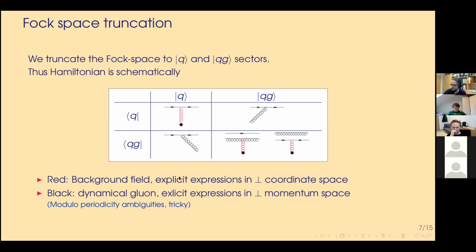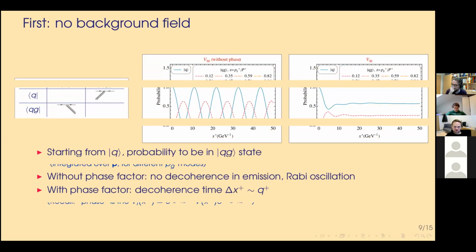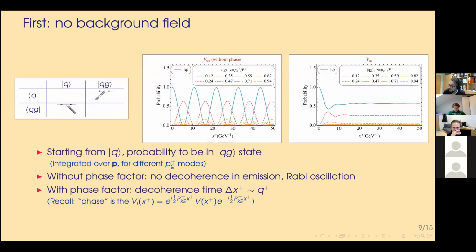The background field is treated in coordinate space. The gluon emission and absorption is treated in momentum space, and we're going back and forth between these. And on a periodic transverse lattice, there are some tricky issues related to that, which I will only talk about if you ask. Okay, so first test, no background field. First, we turn off the background field. No background field interaction, so only gluon emission and absorption.